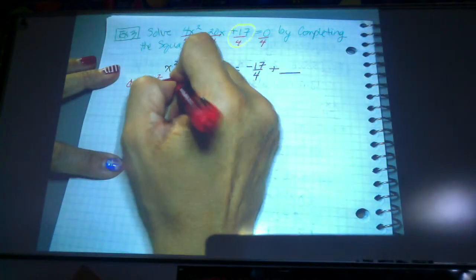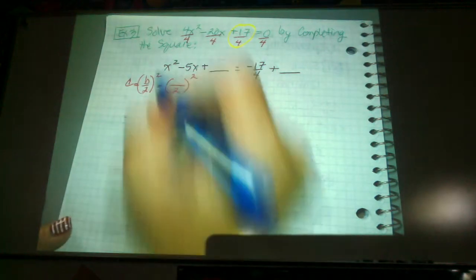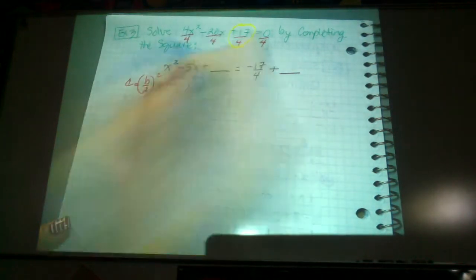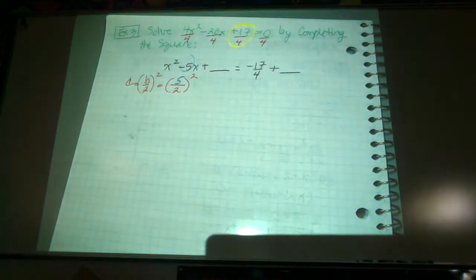So we're going to take our b, we're going to divide it by 2 and square it. So our b right now, technically, is negative 5. You can put a negative 5 in here if you want. I just always put a positive because I know it's going to come out positive. You can put the negative in there if you want. I'm just afraid that you'll forget and keep the sign a negative.